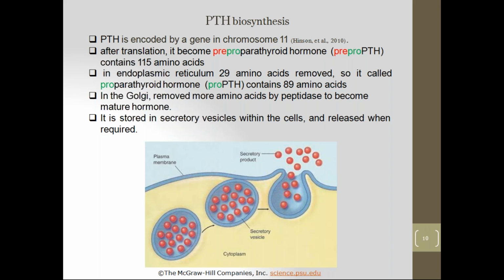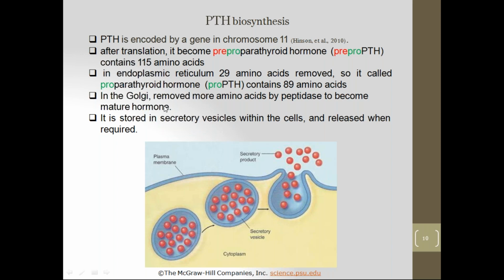Parathyroid hormone biosynthesis. The parathyroid hormone is encoded by a gene on chromosome 11. After translation, it becomes pre-pro parathyroid hormone, which contains 115 amino acids. In the endoplasmic reticulum of the cell, 29 amino acids are removed from the 115 amino acids. After removing them, it is called pro-parathyroid hormone, which contains 89 amino acids.